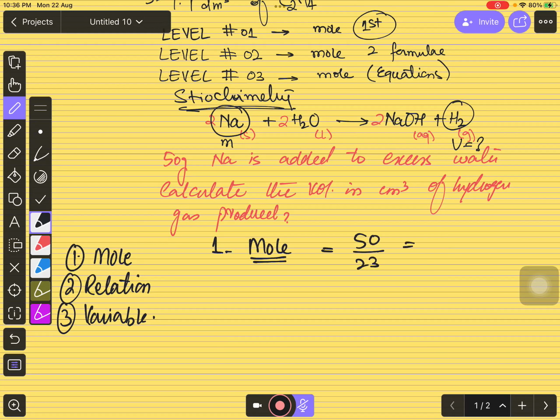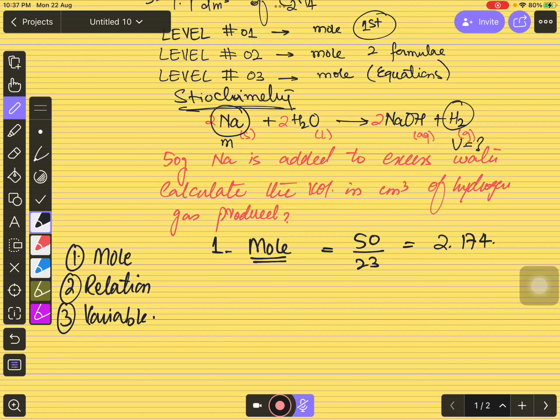What is the number of moles over here? The number of moles, बच्चों, 50 divided by 23. So it is 2.174 moles. We got the moles, right? क्या आ गया हमारे पास? We got the number of moles. हमारे पास क्या आ गया बच्चों? Number of moles आ गए.